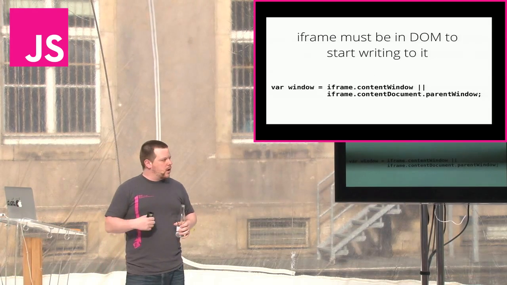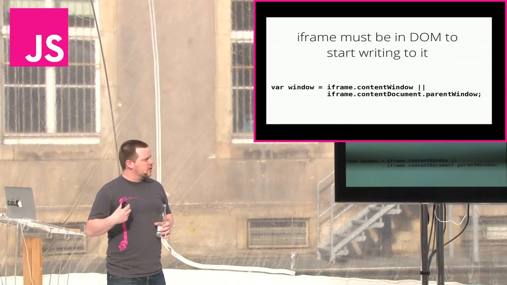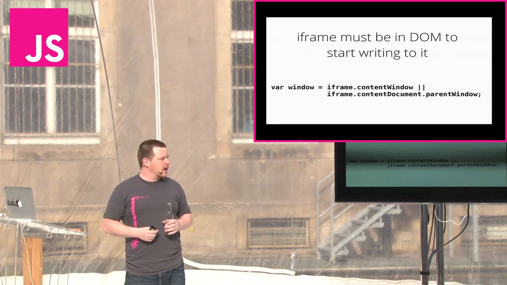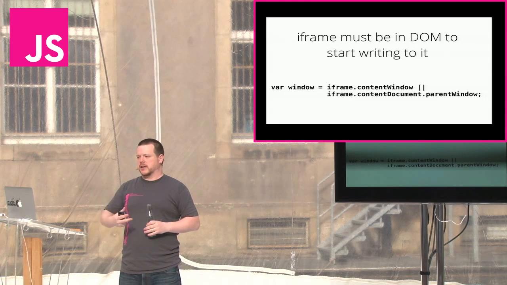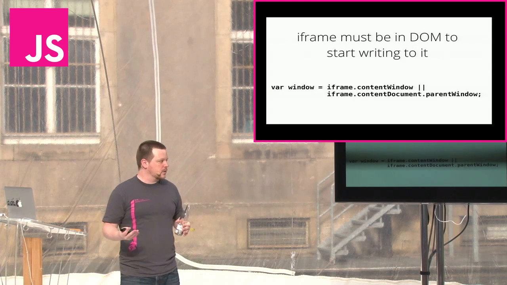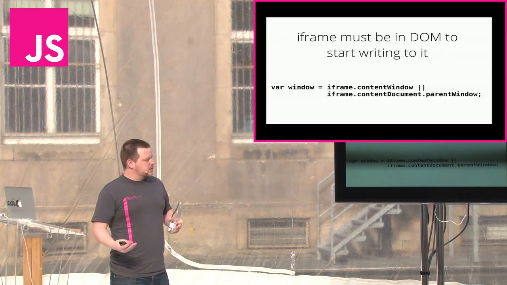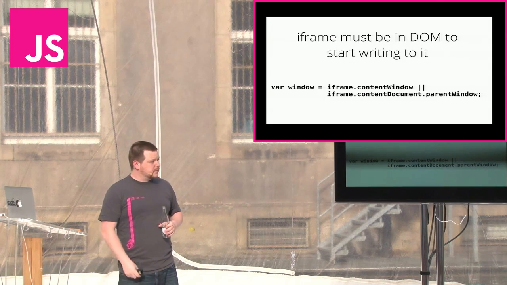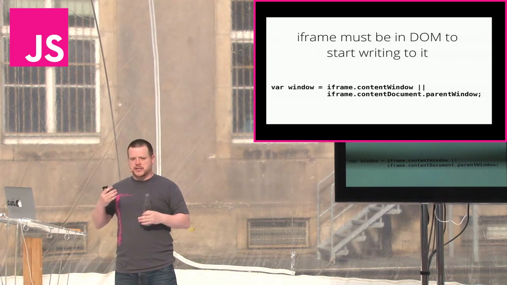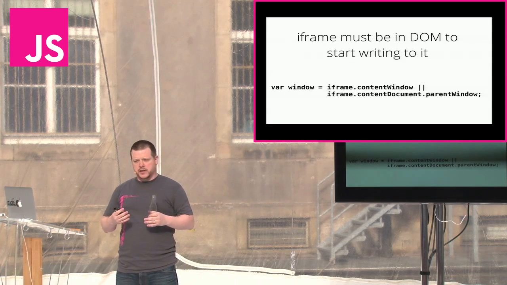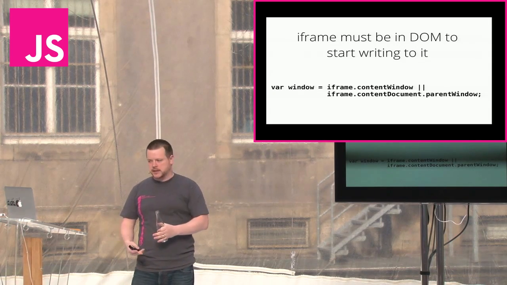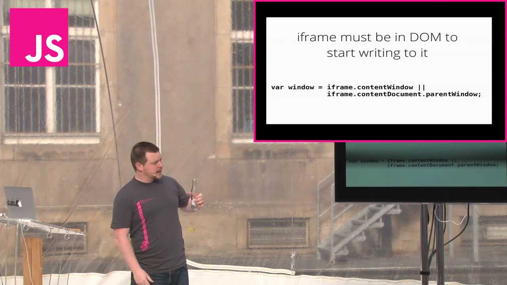So the iframes that I work with are often dynamically generated. So you create an iframe, you drop it into the DOM, and you start writing HTML into it or whatever you want to do. But the way that you write to it is you need to get the window object for that iframe. But you can only get it once it's inside the DOM. So if you don't put the iframe into the DOM, the window for that iframe does not exist. So this is how you get it out.